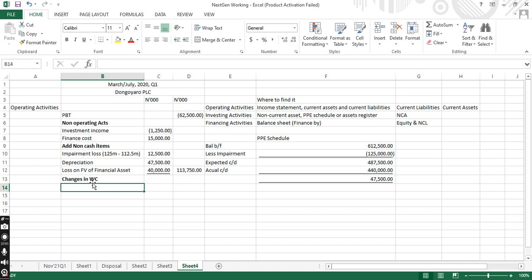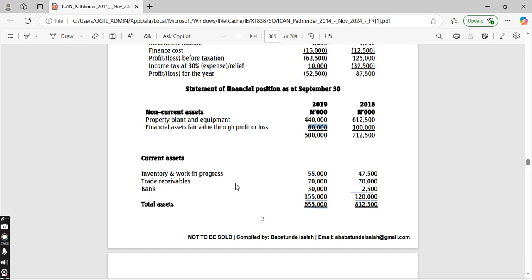Trade receivable and inventory. Let's start with the first one now. Why are we starting with receivable? We have inventory and work in progress. Do we have an increase in inventory or a decrease? Is our inventory increasing or decreasing? Increase. That means cash was used.